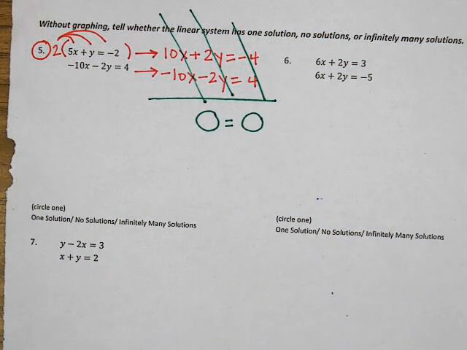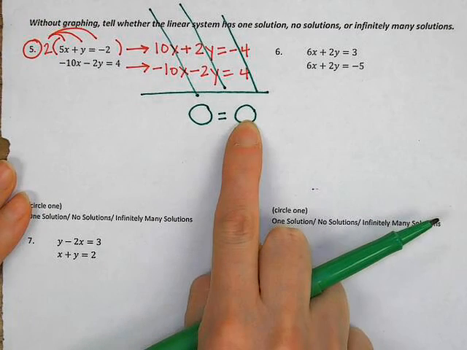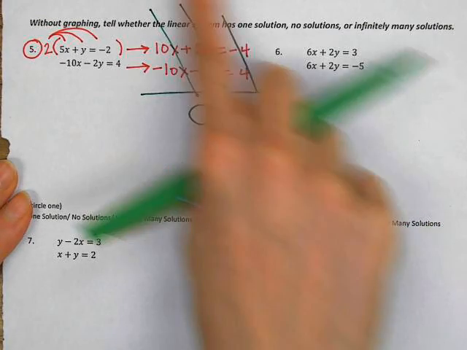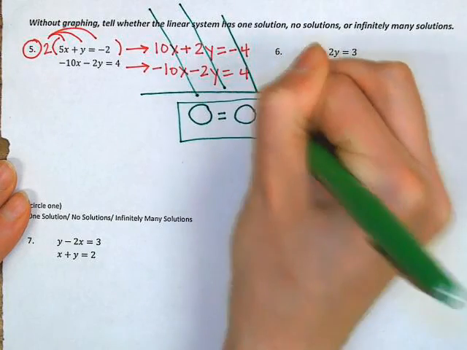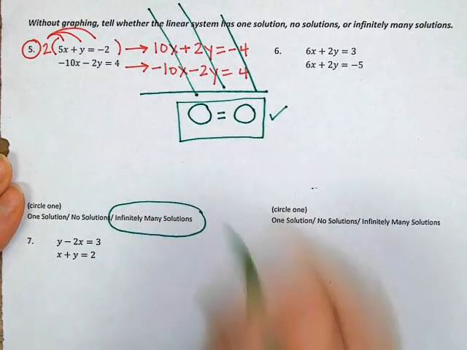Okay, so when everything cancels, it's either going to be all or none. Does 0 equal 0? Is that true or false? Well, 0 does equal 0, so that means that all solutions work. When this equation is true, it's infinitely many. Infinitely many.